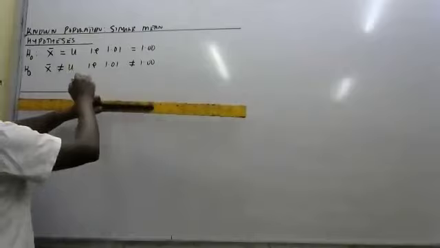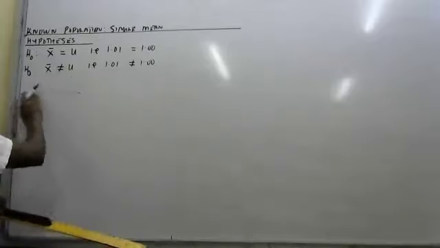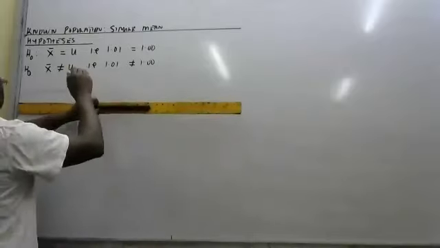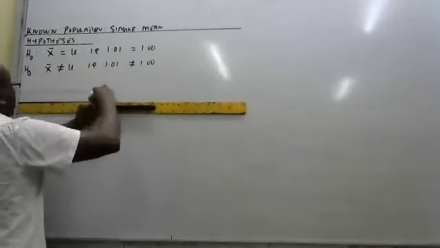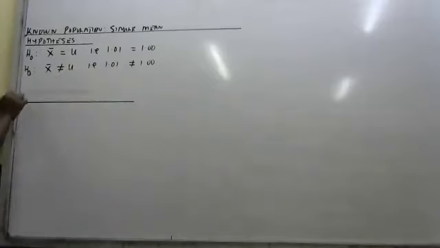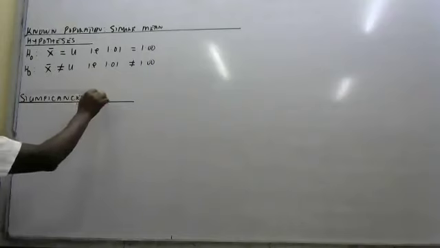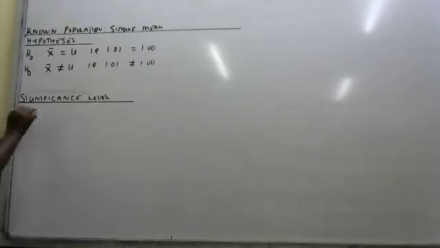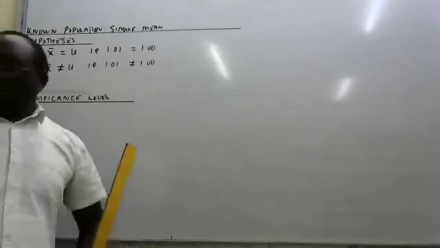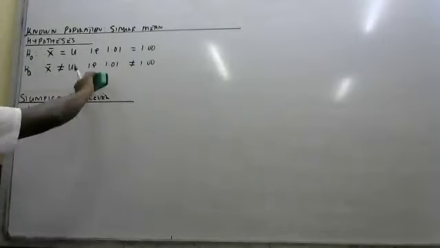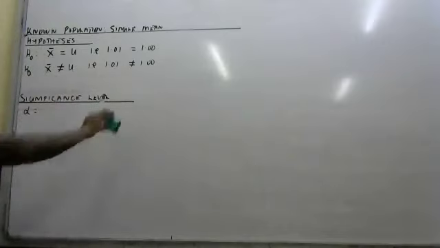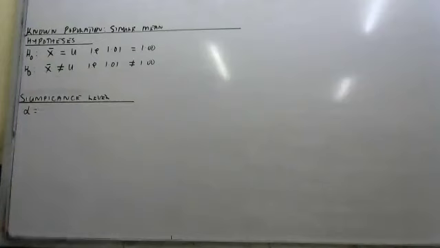Step 2. Significance level. Significance level is alpha, which yesterday we said is what remains for you to go to 100. So what percent is given there, or what is our alpha there?